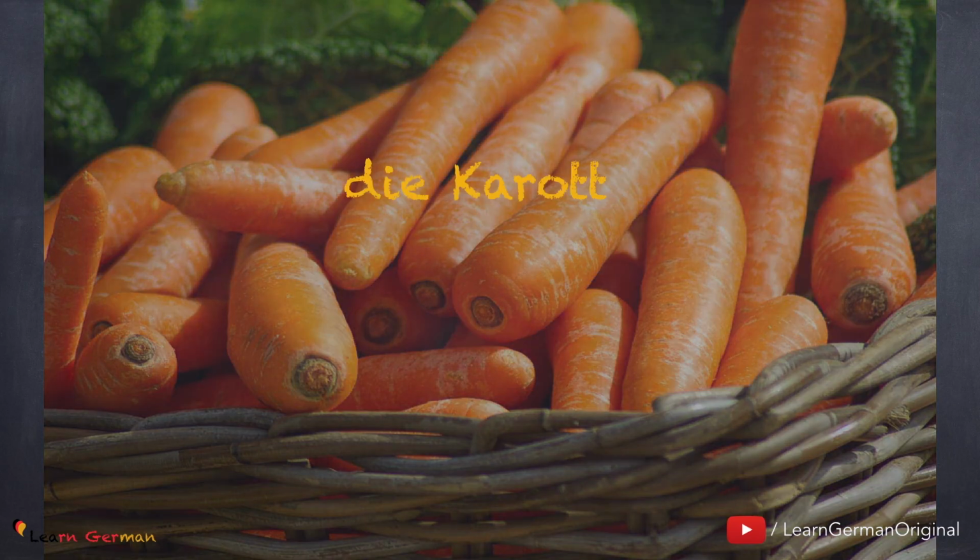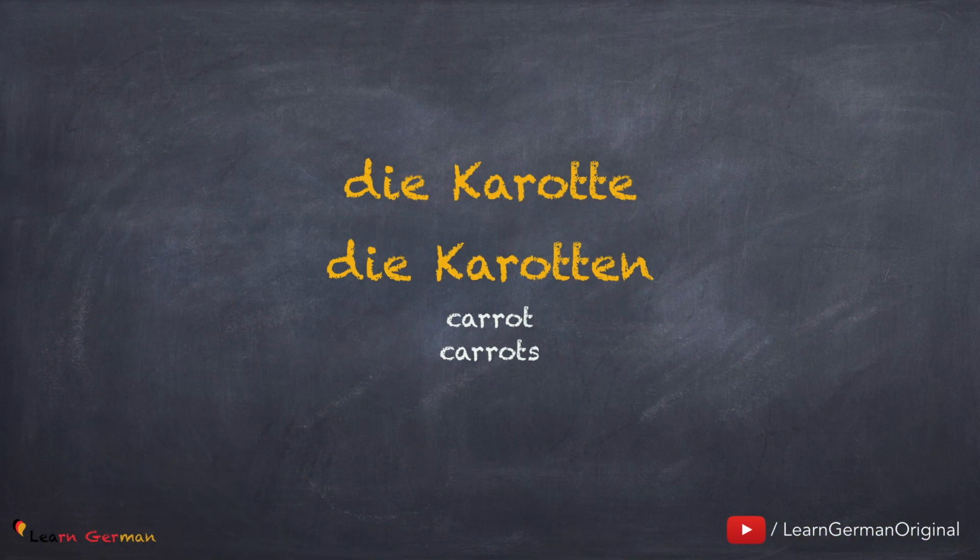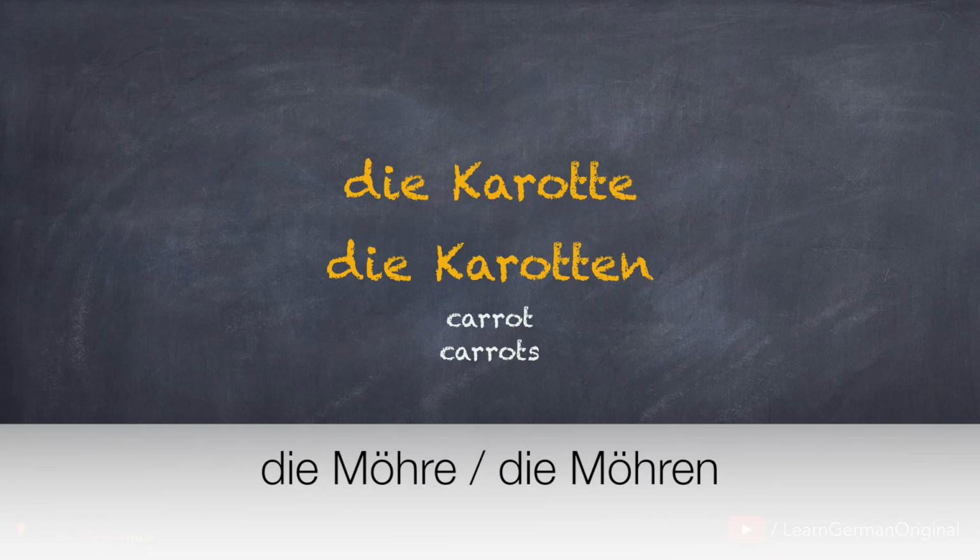So here's the first one. Die Karotte, die Karotten. Once again, die Karotte, die Karotten. Another common name for carrot is die Möhre, die Möhren.